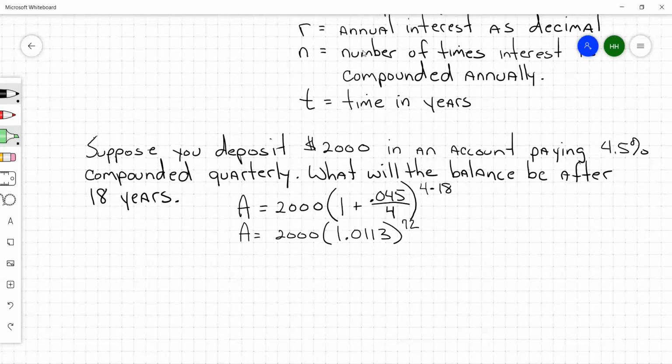All right, so when you type this into your calculator, go ahead and use this left parenthesis. All right, use that left parenthesis. So let's see what we got here. We got 2,000 times 1.0113 raised to the 72, 4491.49.